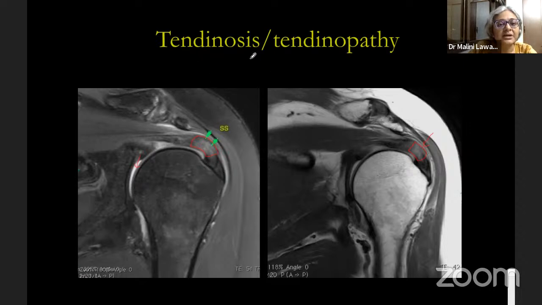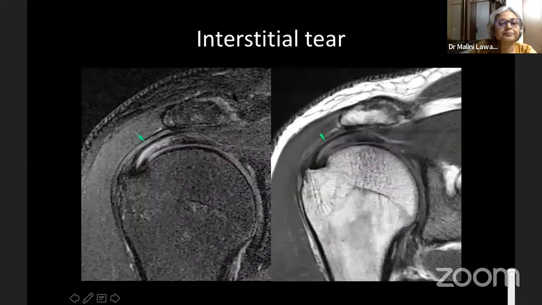So the correct term is tendinosis or tendinopathy and not tendinitis because there's no inflammation. This is mucoid degeneration. Tendinitis we use when there is calcific tendinitis, because then there is a component of inflammation.